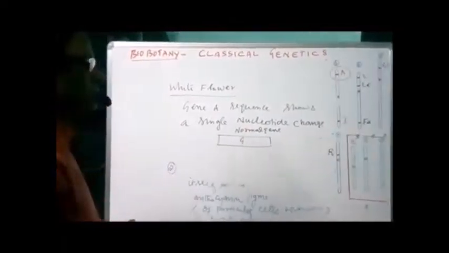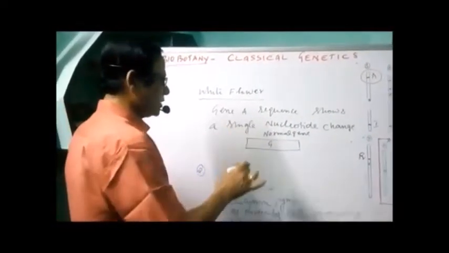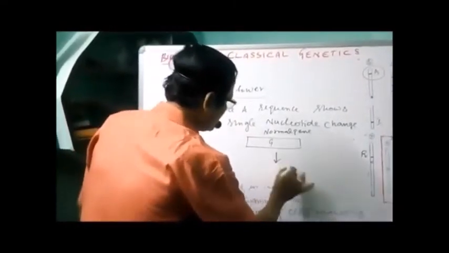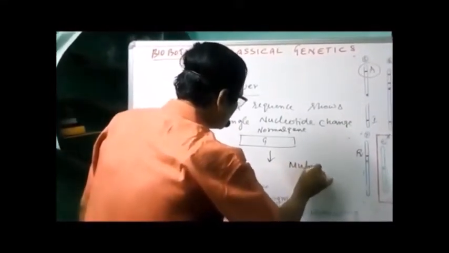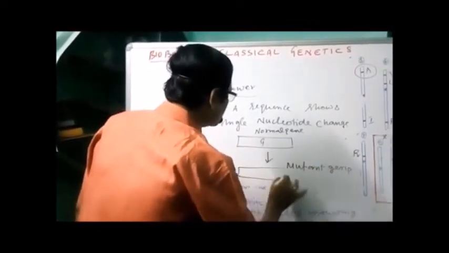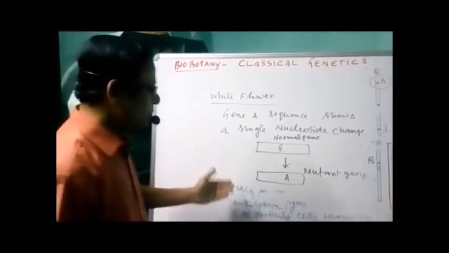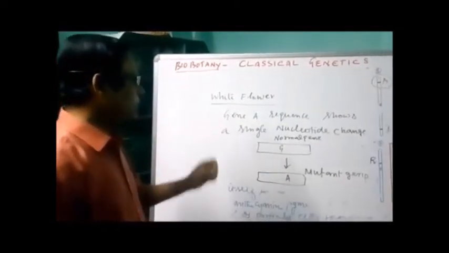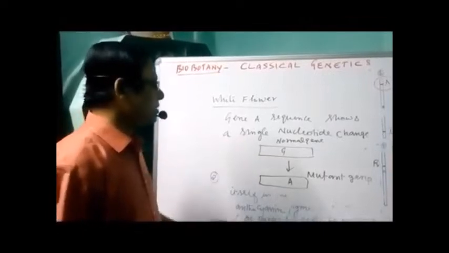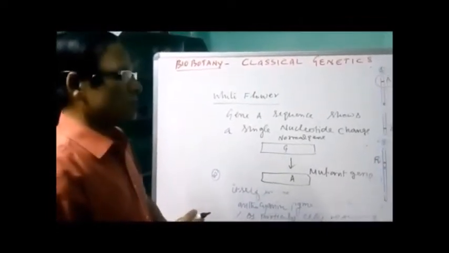But in the case of the mutant gene, what will happen? There is a single nucleotide change, one base change. This is the mutant gene. In place of G, A is present. There is a change from guanine to adenine. This is what is called single nucleotide change or single base change. That results in the formation of a mutant gene.